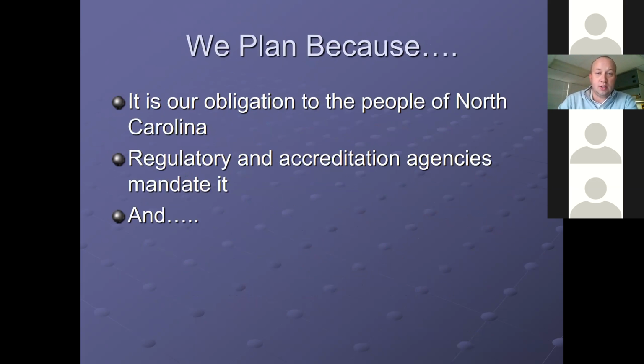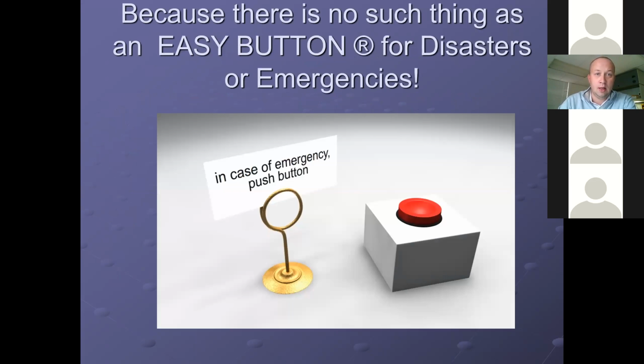Why do we plan? Seeing how most people are from the Mid-Atlantic Carolinas area, it's, once again, sub out North Carolina, but it's our obligation to the people in the communities we serve in the Carolinas and the United States. Regulatory agencies mandate it. We all know this, and we're getting even more mandates and more regulations surrounding emergency management, public health preparedness. And the biggest thing is there really is no easy button for disasters or emergencies. There is no reset. You can't hit pause. You can't come back and do this another day if things aren't to your liking.